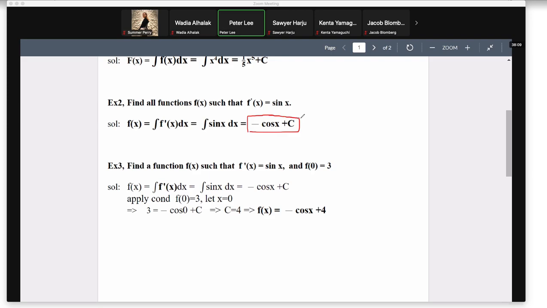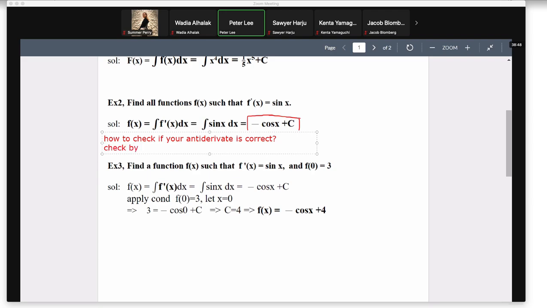By the way, for all of these antiderivative problems, how do you check if your antiderivative is correct? There could be many ways to check, but the standard way to check is what? You know what? Let me just check.